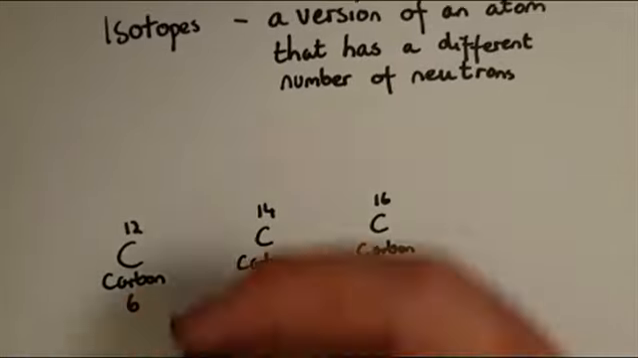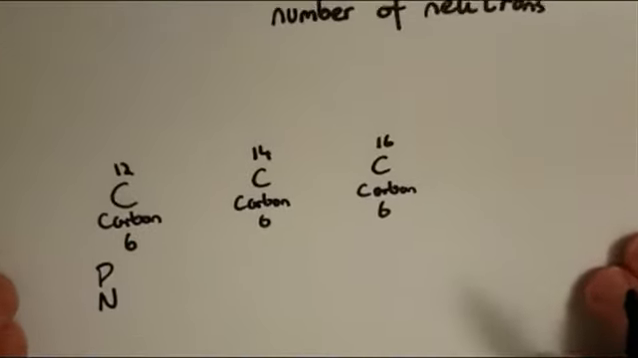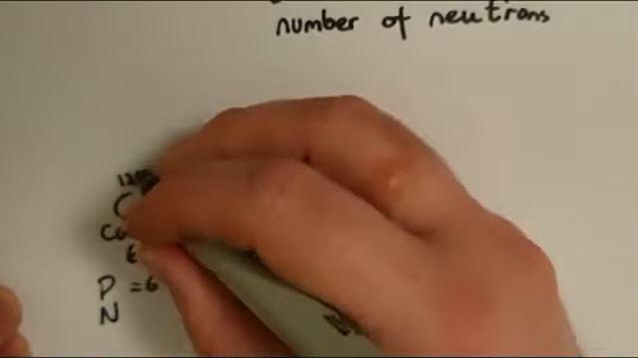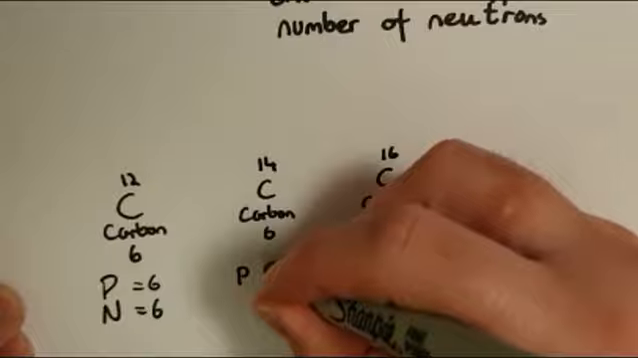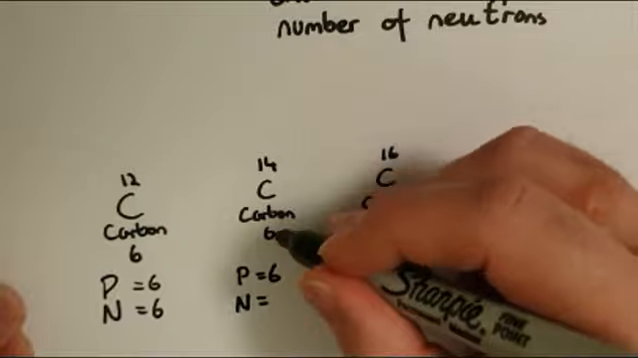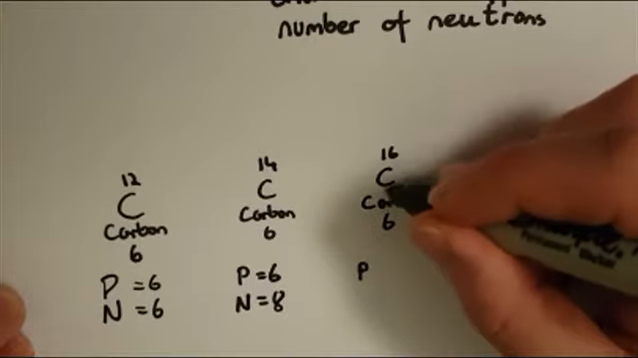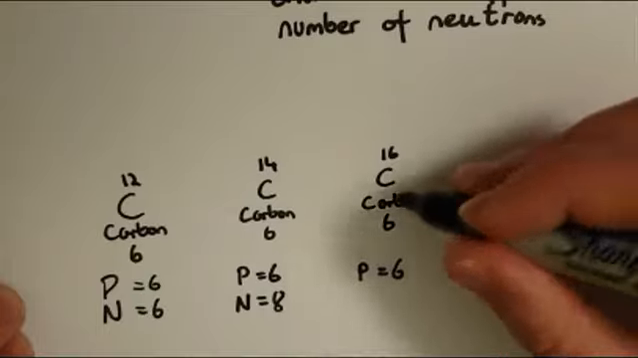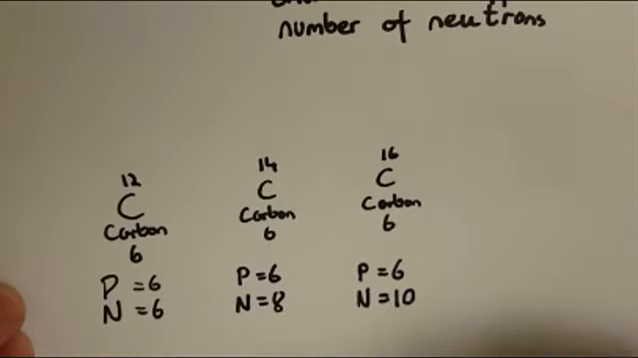So if we were to work out the number of protons and neutrons on each one, we could go for this first one. We have 6 protons, and 12 minus 6 to find our neutrons is 6. For this next one, we have 6 protons still. We now have a different number of neutrons. We've got 14 minus 6, which is 8. And finally, on our final one, we still have 6 protons. However, we have 16 protons and neutrons. This gives us a neutron number of 16 minus 6, which is 10.